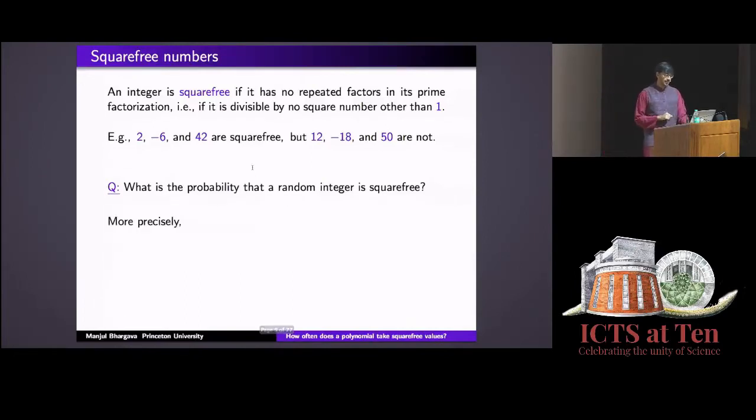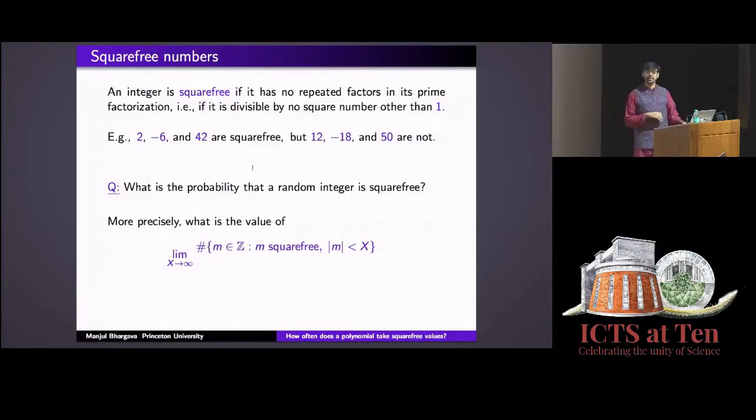So more precisely, what we mean by probability that a random integer is square-free is we're asking what is the value of the limit as x goes to infinity of the count of all numbers between minus x and x that are square-free divided by the total number of numbers between minus x and x. Right? So this expression, the limit, is just the proportion of numbers that are square-free that have absolute value at most x, and then you let x go to infinity and you ask, does that limit exist? Okay, so that's what we mean by a probability of a number being square-free.